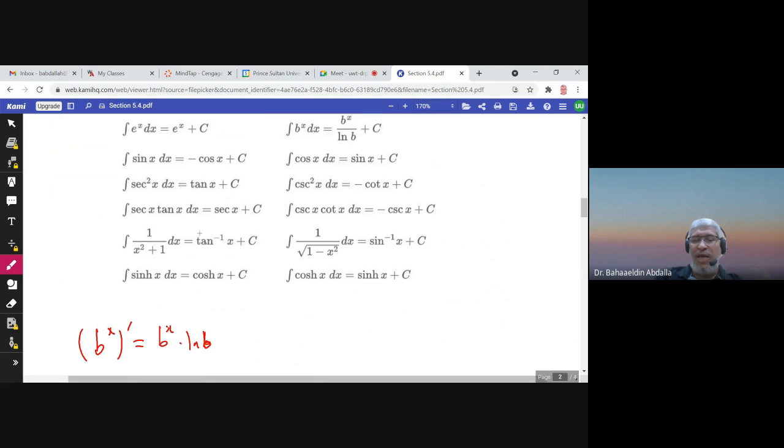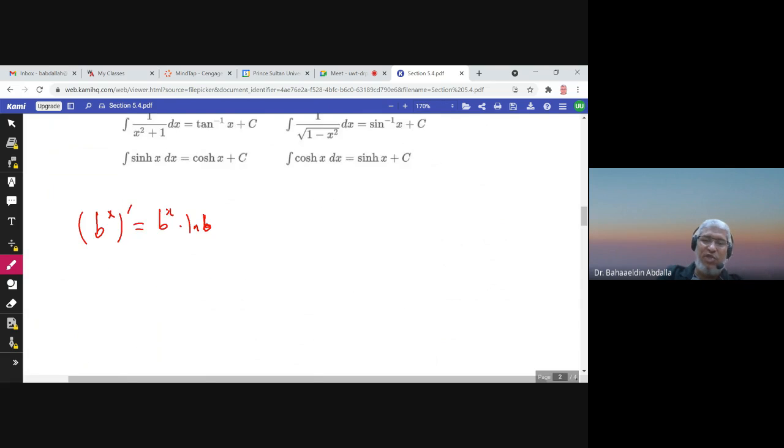The derivative of tan inverse x is 1 over x squared plus 1. That's why the integral of 1 over x squared plus 1 is tan inverse x. The derivative of sine inverse x is 1 over square root of 1 minus x squared. That's why the integral of 1 over square root of 1 minus x squared is sine inverse x plus c. The derivative of cosh is sinh, and the derivative of sinh is cosh. So the integral of sinh would be cosh, and the integral of cosh would be sinh.